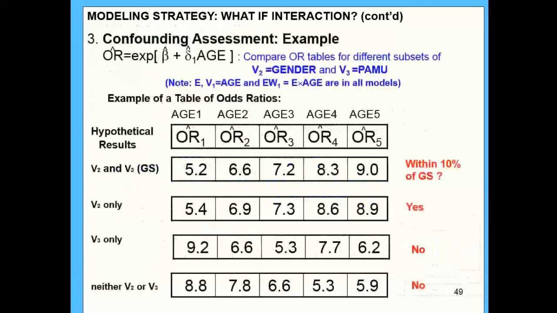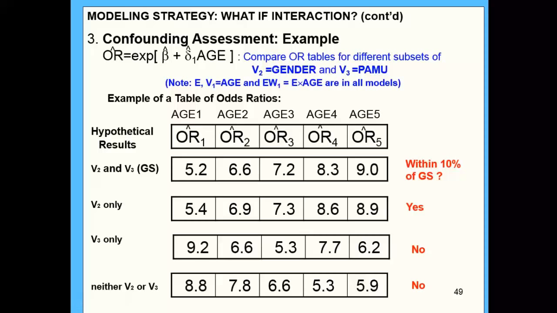So I gave you an example on this slide to illustrate that. I said, suppose it turned out that for the gold standard model, where we kept gender and PAMU and didn't drop anything, we also have age in the model because it has to stay in the model. It's an effect modifier. Suppose for 5 different choices of age, we got these 5 values for the odds ratio. We plug in the different age values and compute e to the beta hat plus delta 1 hat age, and we get these 5 different odds ratios. Well, that's the table of odds ratios for the gold standard model.